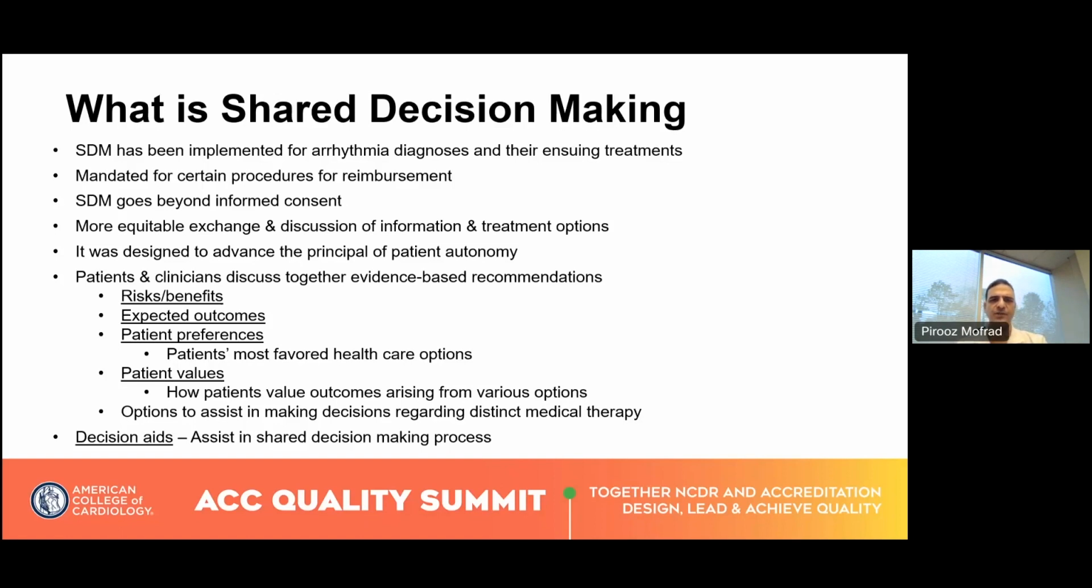So patients and clinicians come together and discuss these evidence-based recommendations, and they're based on patients' outcomes, preferences, their values, and risk to benefit profile. So it's a very tailored discussion that physicians and the physician team have with the patients, and try to incorporate their background and their values into their ultimate outcome decision. And how is it implemented? A lot of times via decision aids. So we're going to go through a little bit about how the shared decision-making process is facilitated by these decision aids.